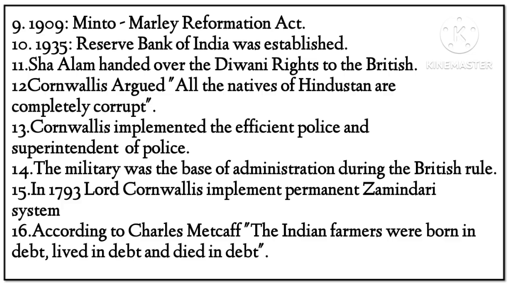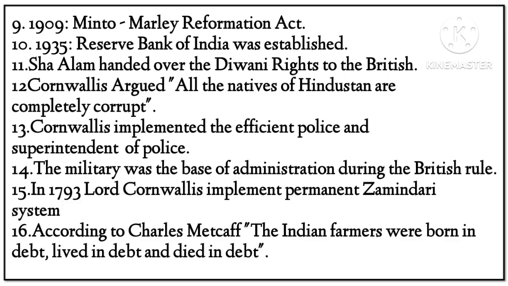Shah Alam handed over the Diwani rights to the British East India Company. Cornwallis urged that all the natives of Hindustan are completely corrupt. Cornwallis implemented the efficient police department and the superintendent of police post. The military was the base of administration during the British rule.